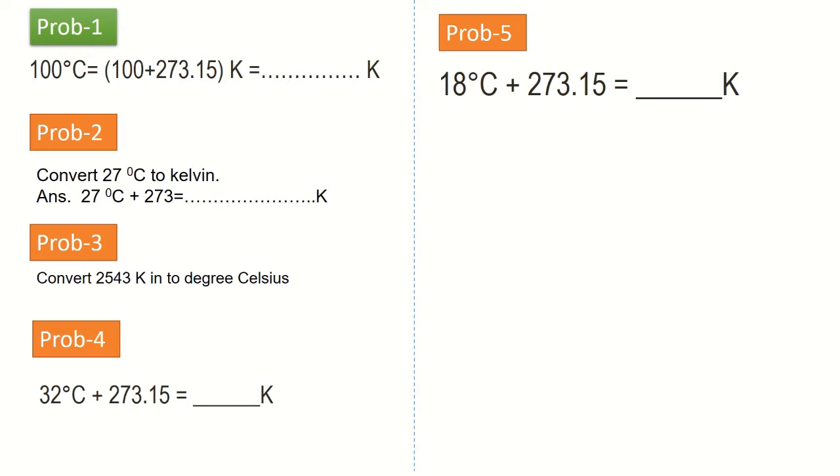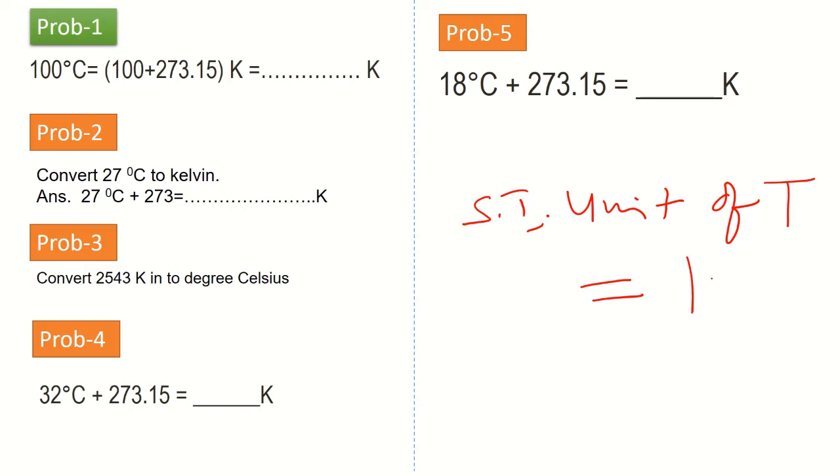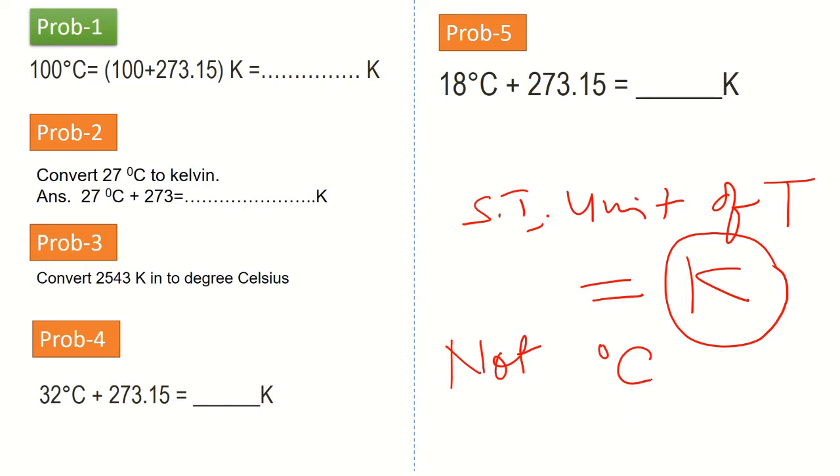Now the first thing is, for any type of calculation in this chapter, the SI unit of temperature T that you have to take is Kelvin. So the temperature you have to use in Kelvin only, not in degree centigrade. Don't do any calculation of the temperature in degree centigrade. Every time you have to change this degree centigrade to the Kelvin unit.